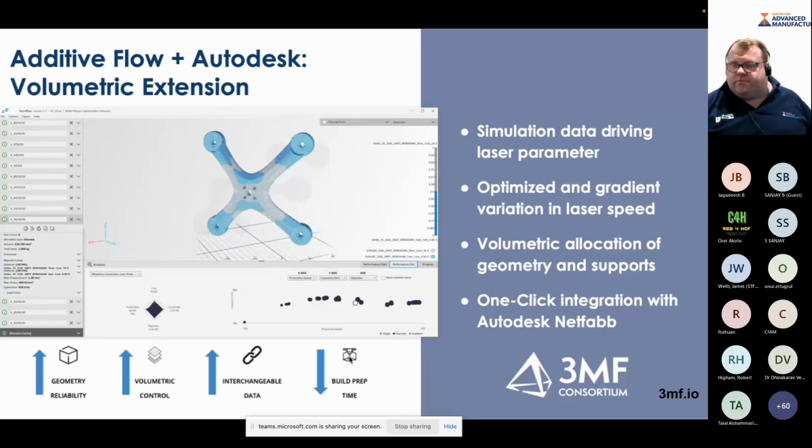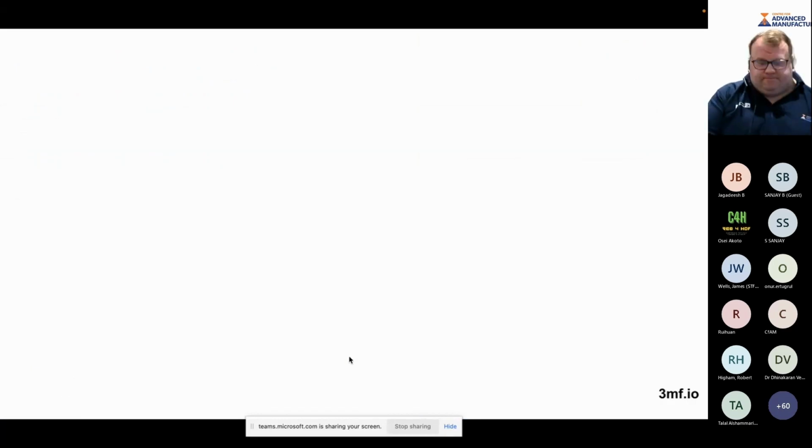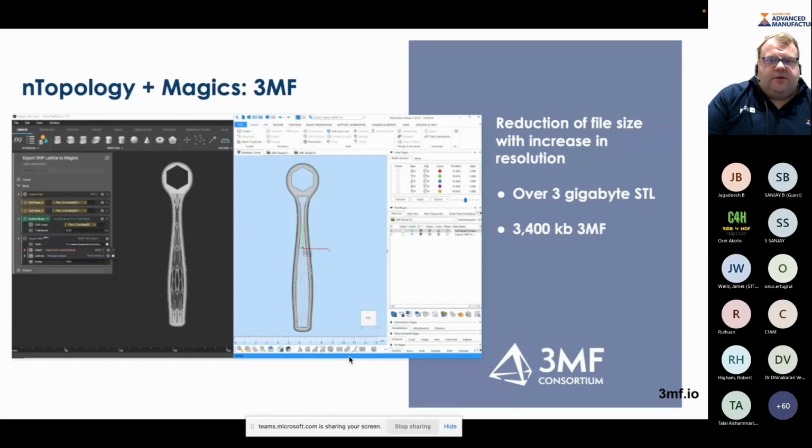In this instance, it's machine parameters, which is going to NetFab, an advanced toolpath utility, which can then assign different parameters for each spot. Again, talking about the file size from the lattice structure, this is going from nTop into Magics. So most of the major software now supports it, most print prep software, so Magics and NetFab being the two major ones. Companies like Velo don't even accept STL anymore. So it's becoming more default in communicating geometry to printers.